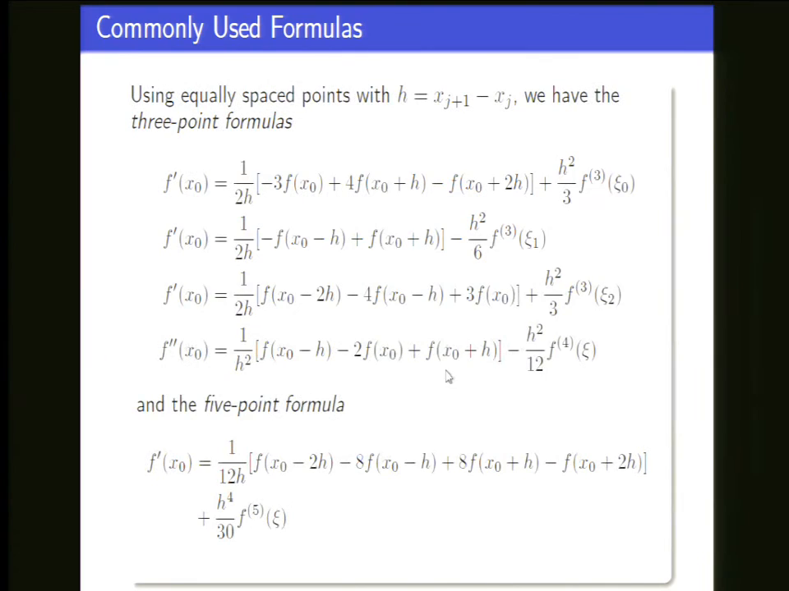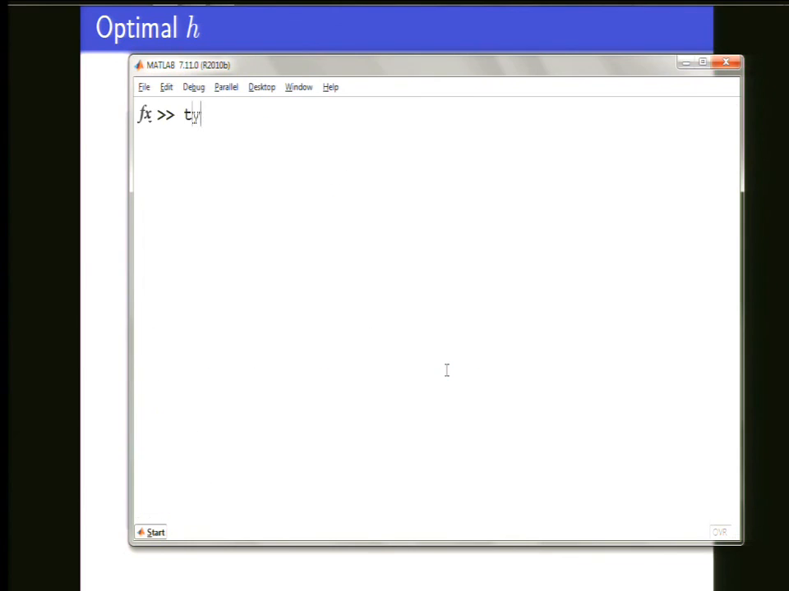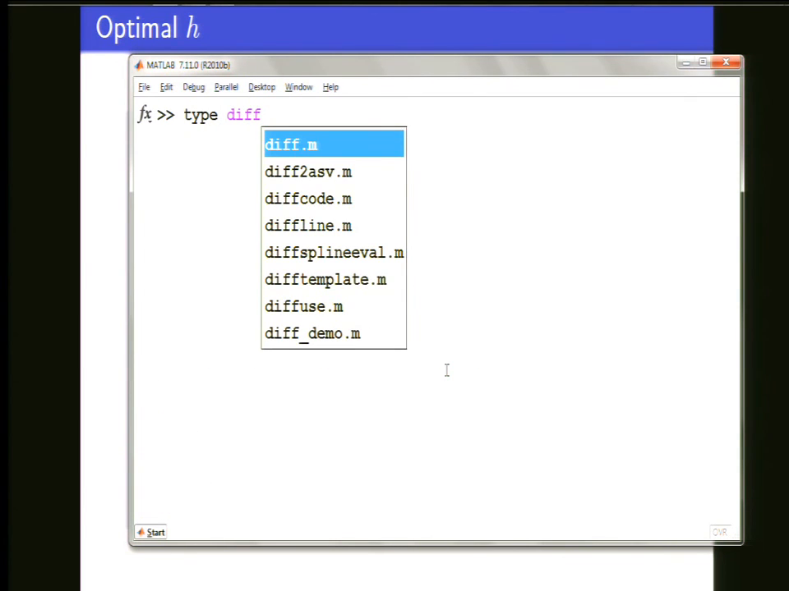Just one final thing. I'm going to skip the Richardson, but here's a slide that I kind of like, so I'll tell you about this. I told you before, why don't you just set h to whatever you want? And here's the reason. If you do that, you get round-off errors. And that can be analyzed, and it's quite nice, actually. So let me just run a little demo that I call diff demo.